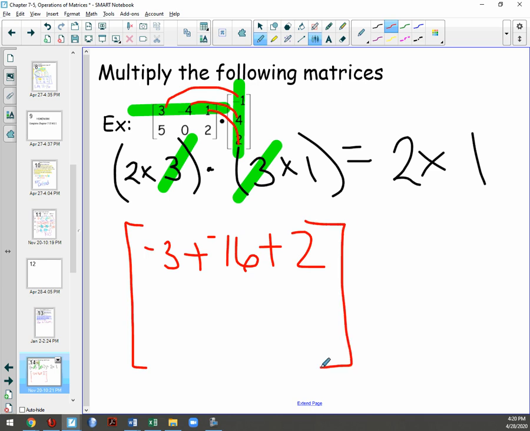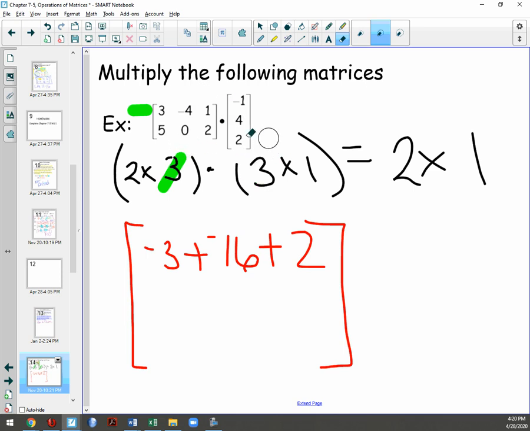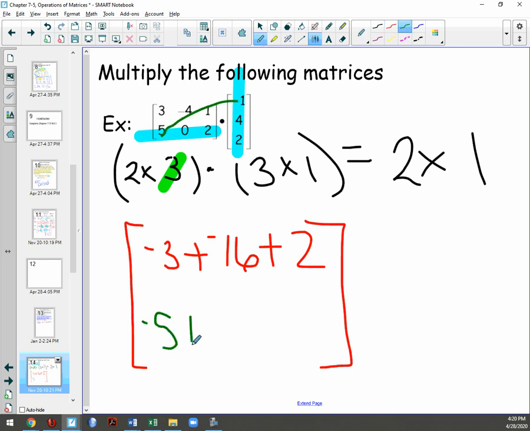Now we're going to do it again. I'm going to erase this, and we're going to do this all over again. I am going to take this row and this column, and I'm simply going to start multiplying. 5 times negative 1 is negative 5. I'm going to add to that 0 times 4, which is 0, plus 2 times 2, which is 4. Then you're going to add those numbers together.